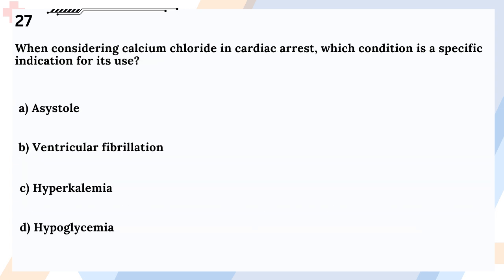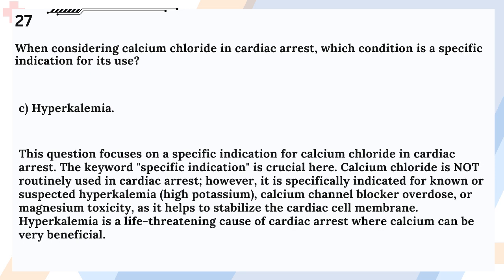Question 27. When considering calcium chloride in cardiac arrest, which condition is a specific indication for its use? A. Asystole. B. Ventricular fibrillation. C. Hyperkalemia. D. Hypoglycemia. Answer: C. Hyperkalemia. This question focuses on a specific indication for calcium chloride in cardiac arrest.